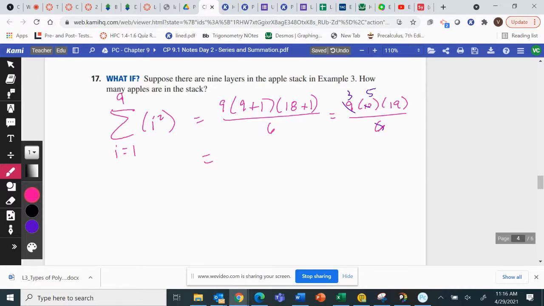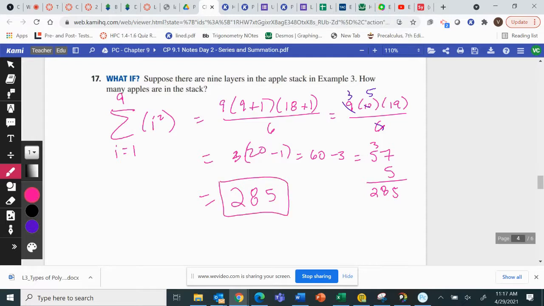Okay. So I got to do 19 times something. Maybe I'll do 3 times 19 first, which is like 3 times 20, but then take away 3 afterwards. 60 minus 3. So 3 times 19 is 57, and then I'll multiply that by 5. Is it 285? Does anybody know if I got it right? Yes. Thank you.